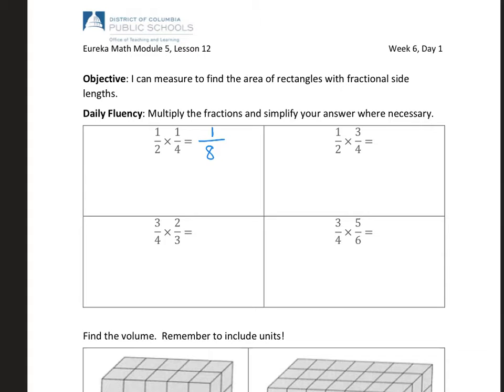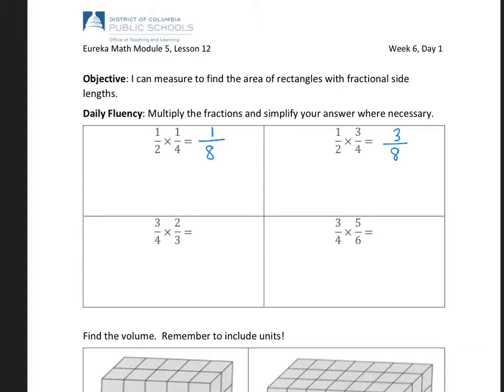Okay, going across, we have 1/2 times 3/4. Again, multiplying straight across, 1 times 3 is 3, and 2 times 4 is 8. There's nothing that divides into both 3 and 8, so I know that this fraction is simplified.